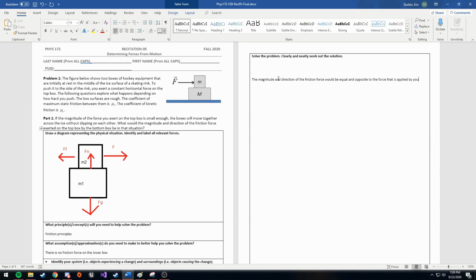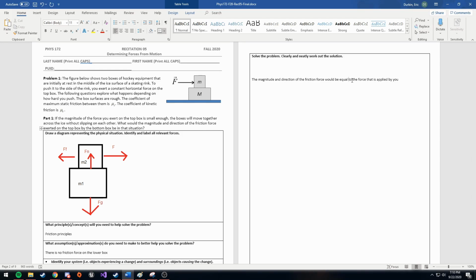But when you push the boxes, the friction would be. Oh, no, it's not opposite. It's in the same direction, because the friction is actually pushing the bottom box forward. No. So the friction would be equal. I disagree. Okay, you disagree.